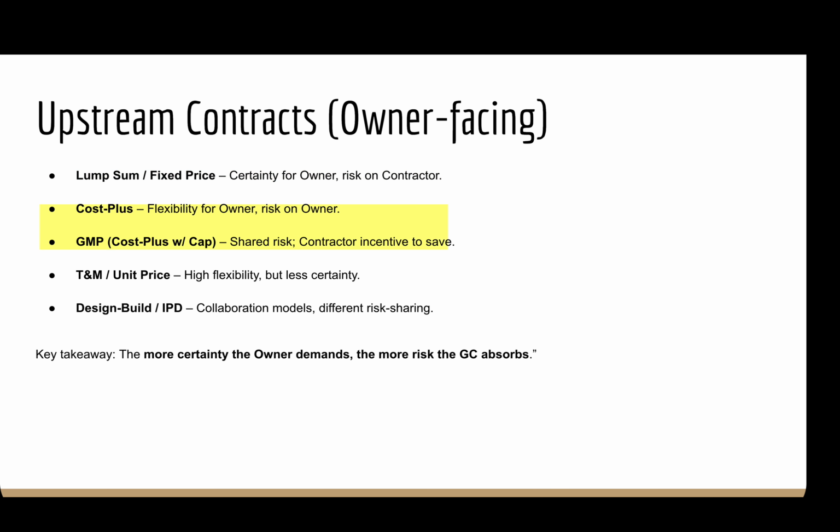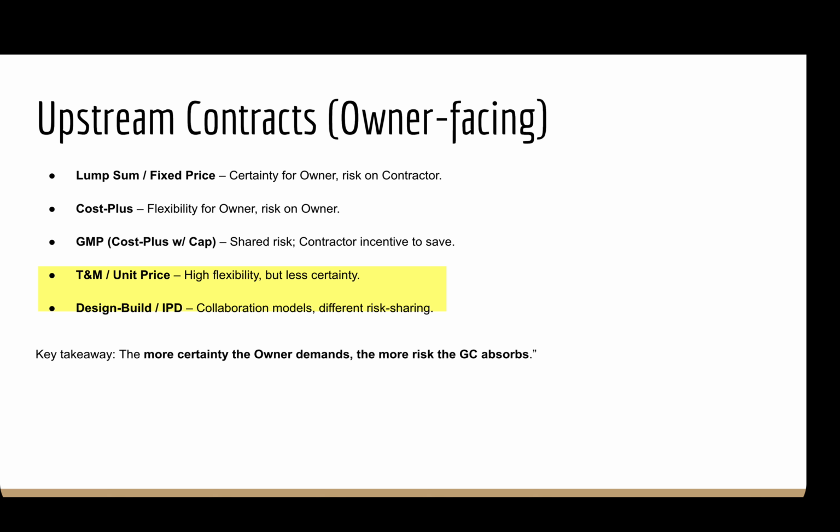GMP, or guaranteed maximum price. It's a hybrid. It's cost plus a cap. Both sides share the risk. T&M, time and material, or unit price. This is very flexible, but less certainty for the owner. Design-build, or IPD. It's high collaboration, and the risk is shared between the owner, the general contractor, and key trades.